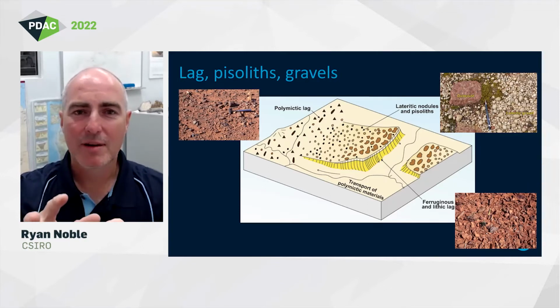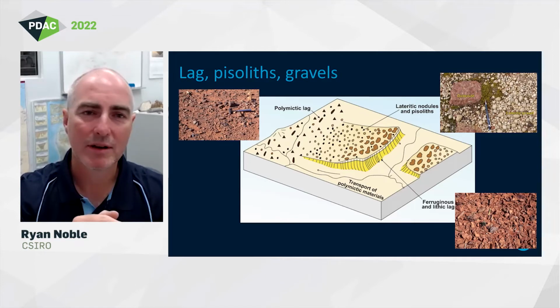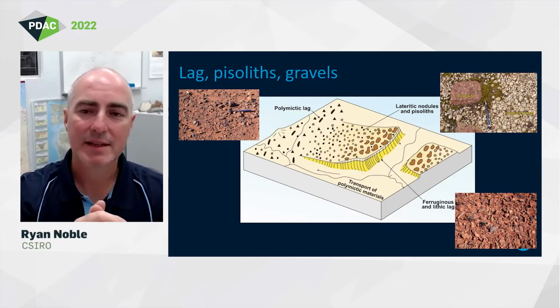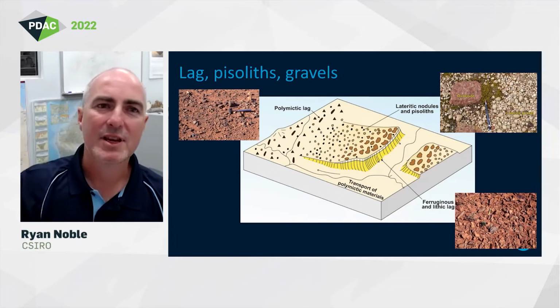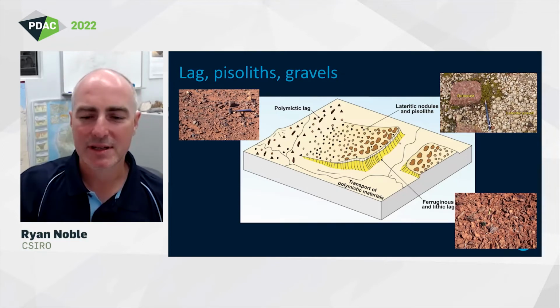But in the middle diagram there, you can see, just depending on the landscape position, that can vary quite a lot. So, you might be getting very mixed gravels or lags, or something that's much more uniform. And again, we need to be considering these things as we're designing these surveys.